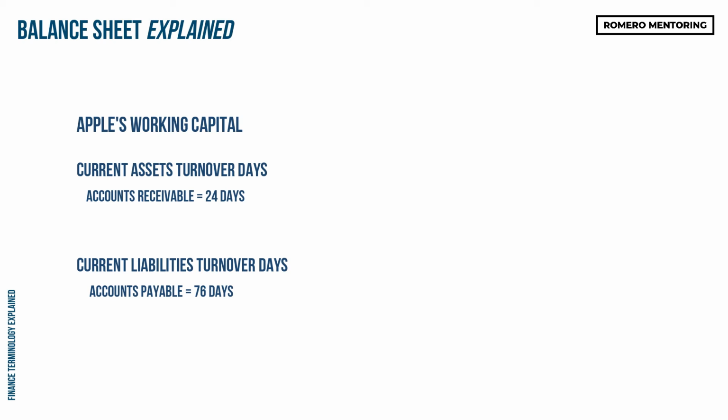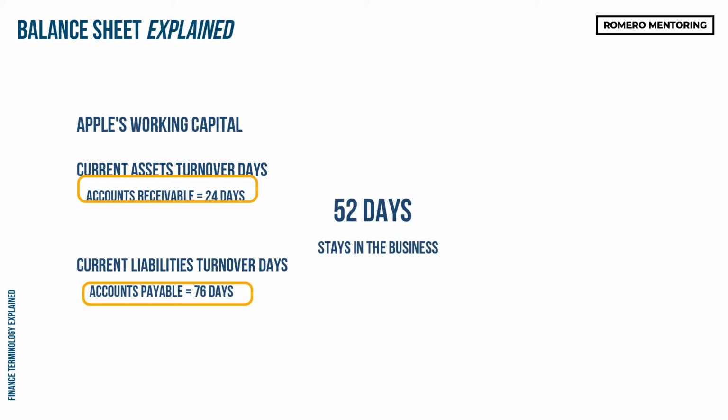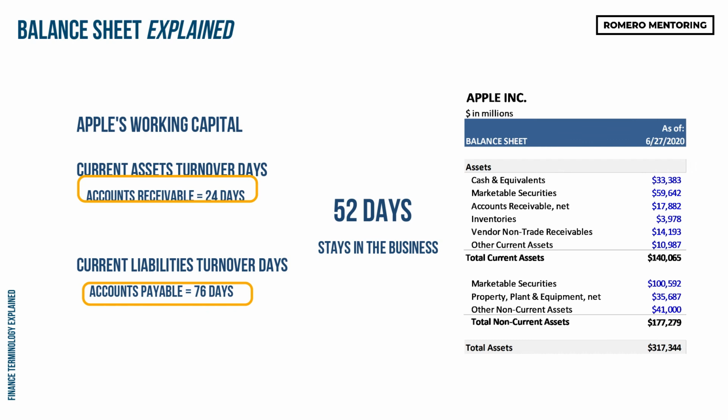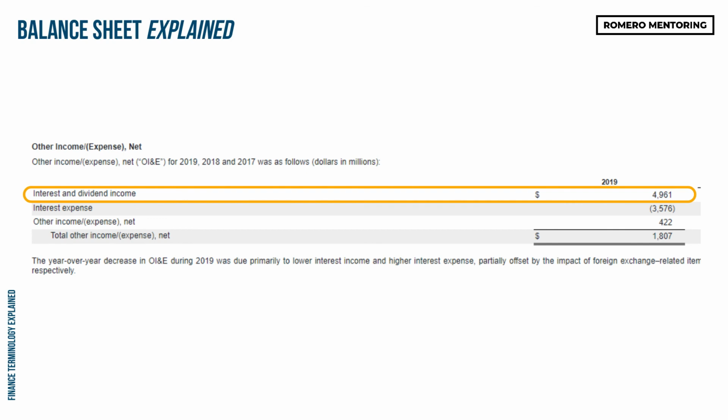So it takes Apple roughly 76 days to pay their suppliers. Meanwhile, they're collecting cash from their customers every 24 days. There is a 52-day gap or period in which cash stays within the business, at least 52 days. This allows Apple to reinvest that capital in the form of marketable securities, which allows them to generate interest income. In 2019, Apple generated $4.9 billion in interest income, which is more than enough to cover their interest expense. Ladies and gentlemen, this is a money-making machine.